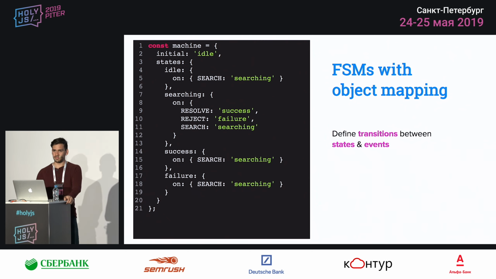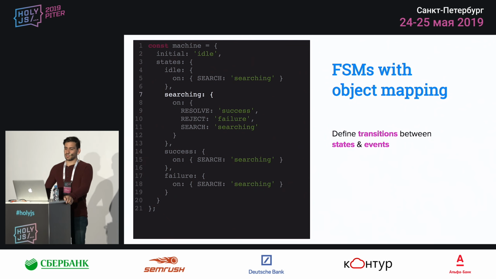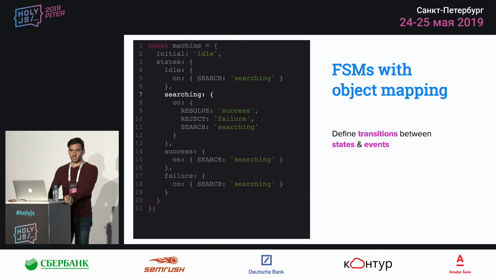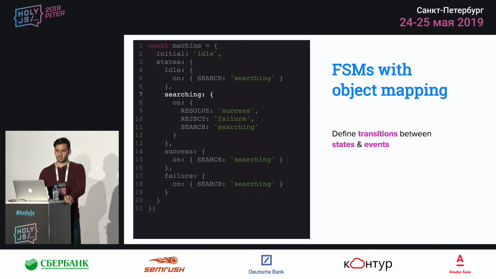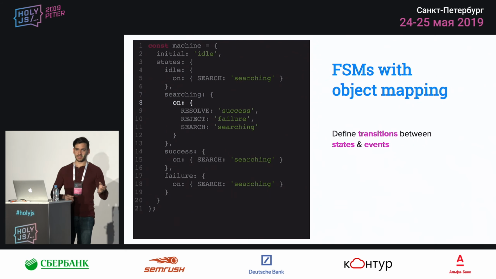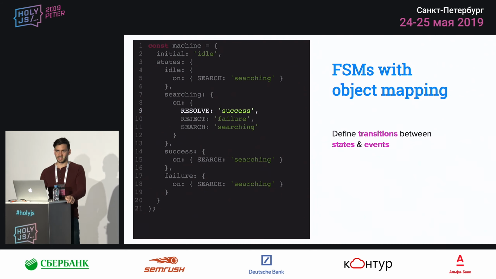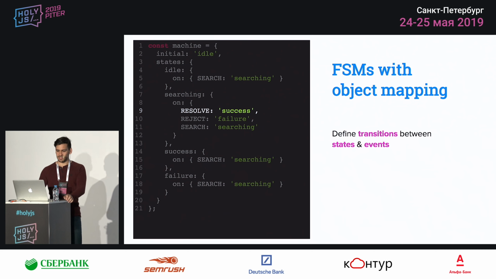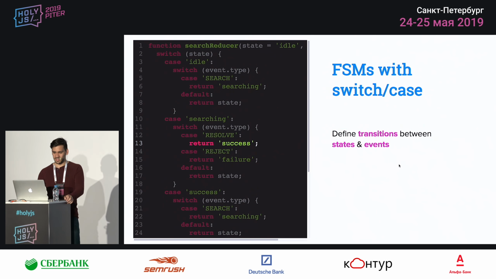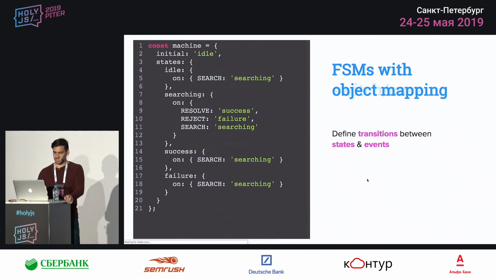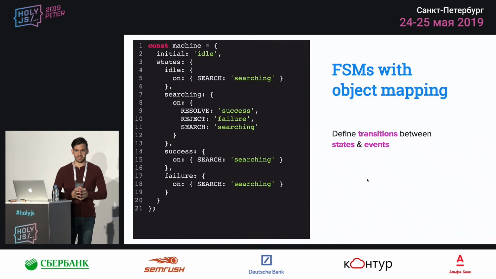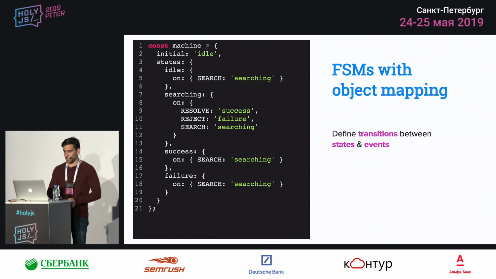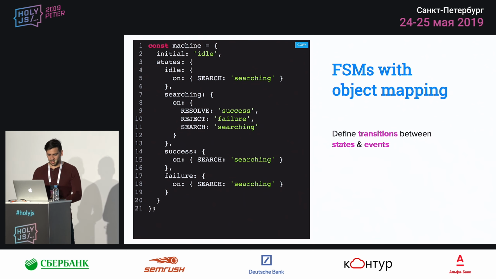To translate the previous example into this object, we could just look up in states the searching state, which is our current state, and then this on object contains a mapping of events to states that result from that event being performed on that state. For example, if we're in the searching state, the resolve event happens. Now we're in the success state. This is a lot more concise than this. And I want to emphasize that because not only is it more concise and, in my opinion, a lot easier to read, but we could actually visualize it.